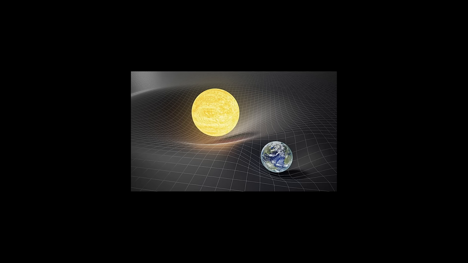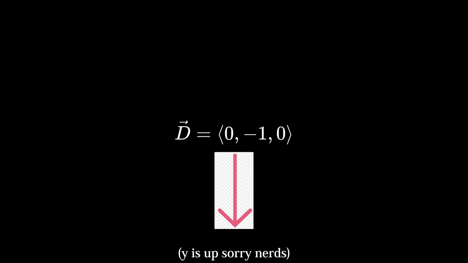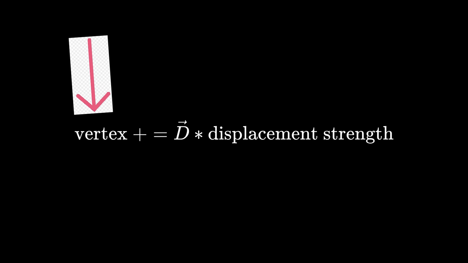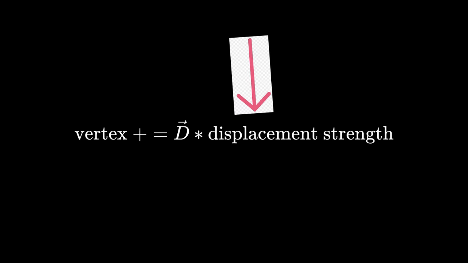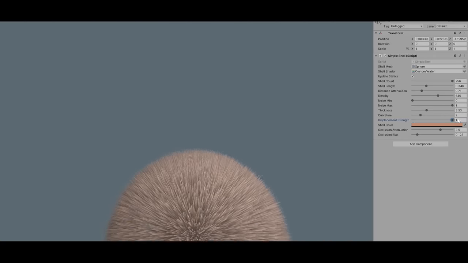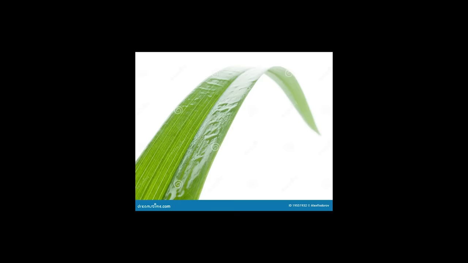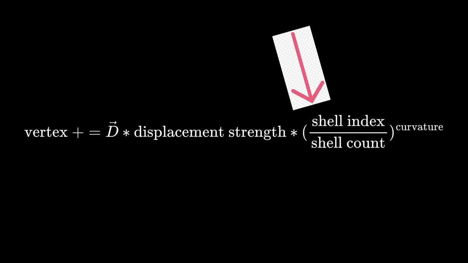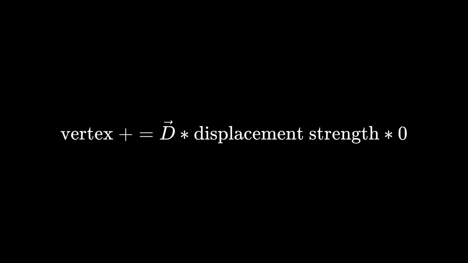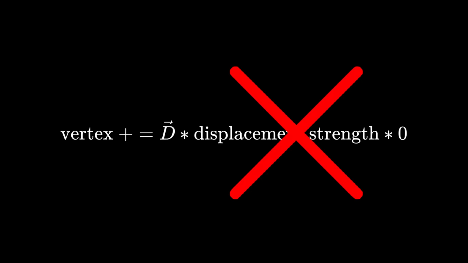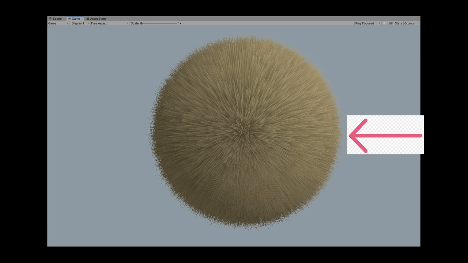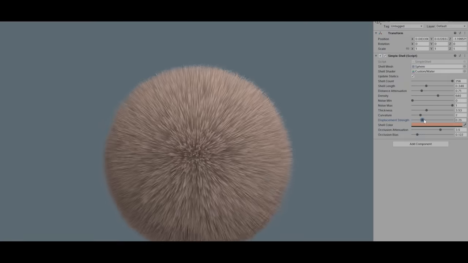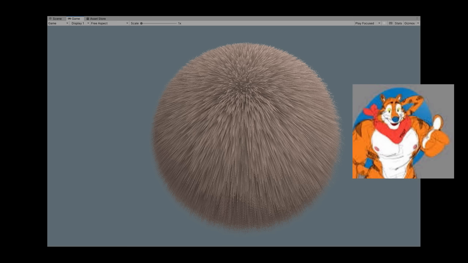To represent the pull of gravity, this default vector will point downwards. All we need to do now is add this directional vector to our vertex position, multiplied by the strength of the displacement. While this is working just fine, it's not what we want. We want the displacement to only affect the tips of the hair, which we can do by multiplying the displacement by the normalized height of our shells. When the height is zero at the base of the hair, the displacement is canceled out, but towards the tip of the hair, the height is 1, and we get a full displacement. Our hair now droops instead of fully displaces, which is great.